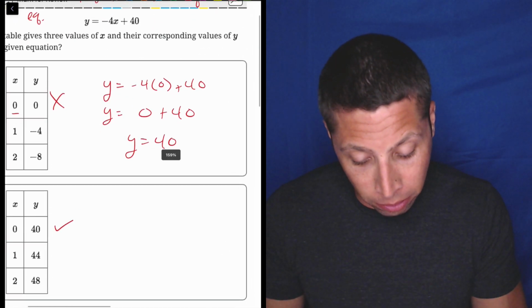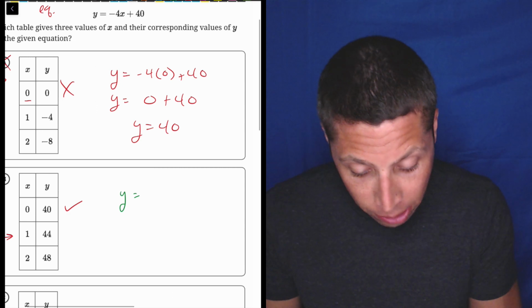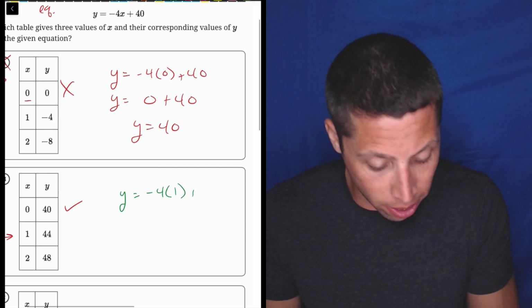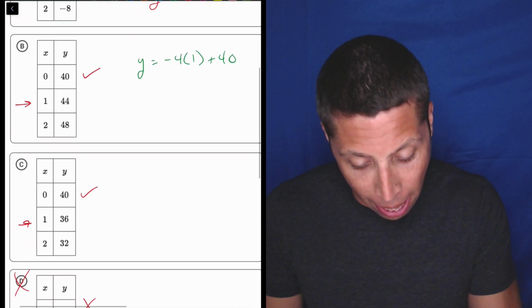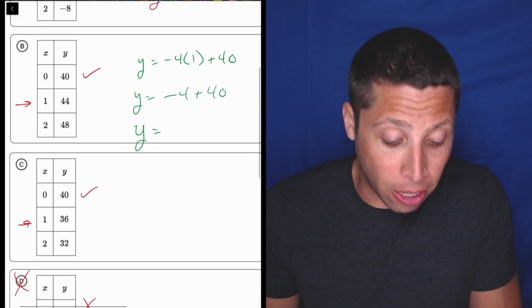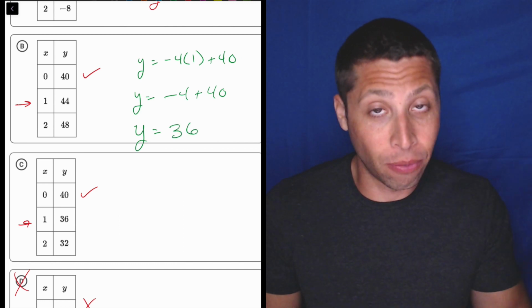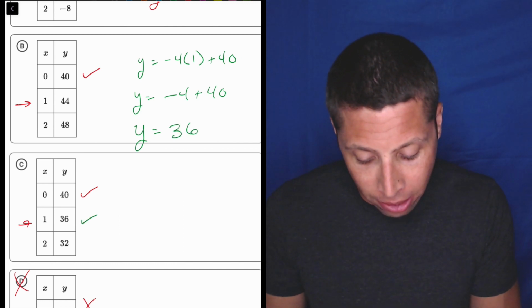So let's go back to our original equation. Let's do it right here. Y is equal to -4 times 1 plus 40. So let's see what happens. Y is equal to -4 plus 40. Be careful of that negative. -4 plus 40 is 36, right? It's 40 minus 4. So that is choice C.